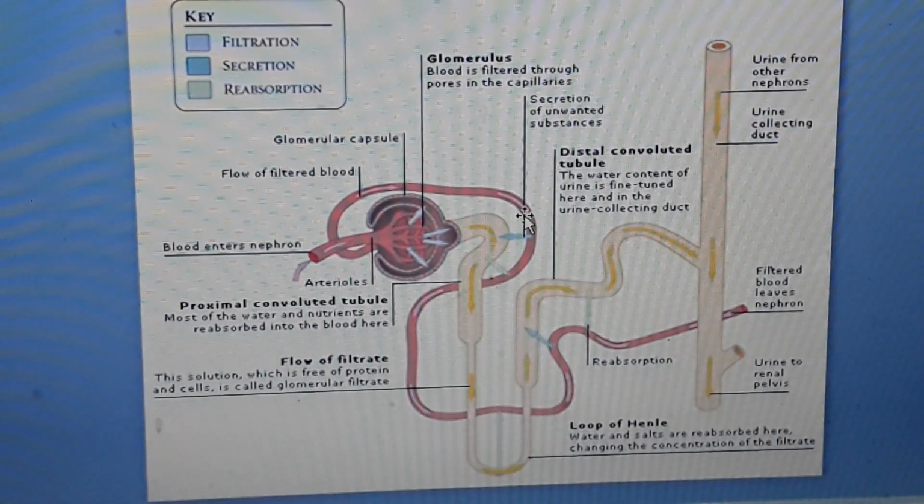The third step is secretion. The unwanted waste materials which are not filtered in the Bowman's capsule are secreted back to the tubule through the blood vessels. The secretion also takes place at the PCT, DCT and collecting tubule. A small amount of urea which is left in the blood vessel is secreted back at the PCT.